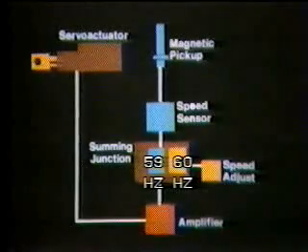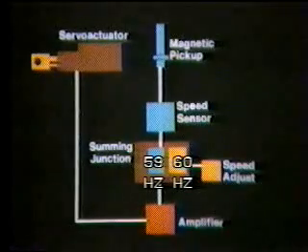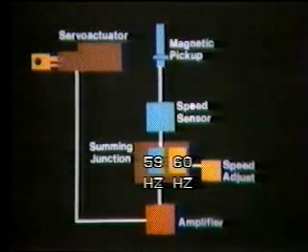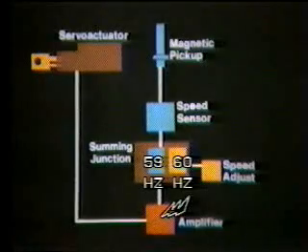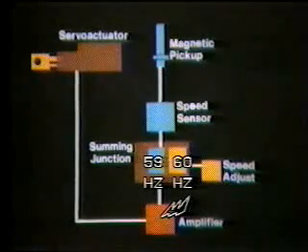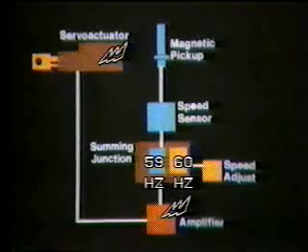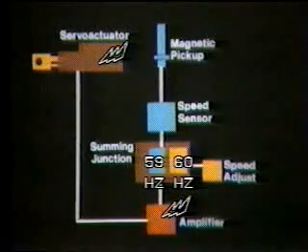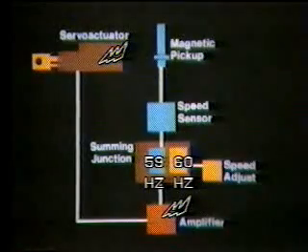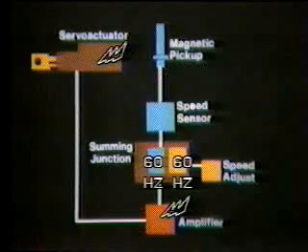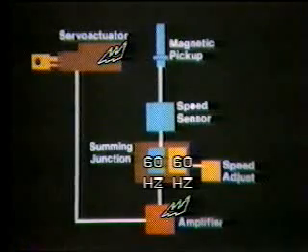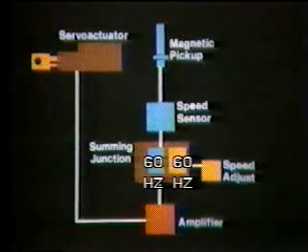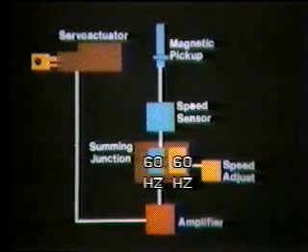At the summing junction, the reference signal of 60 hertz is then compared to the actual signal of 59 hertz. The comparison yields an error signal which is sent to the amplifier. The amplifier then sends a signal to the actuator, causing it to retract and increase the fuel flow to the engine as required. When the magnetic pickup sends a signal indicating that 60 hertz engine speed has been reached, the error signal will cease and the throttle will hold the engine steady at 60 hertz.